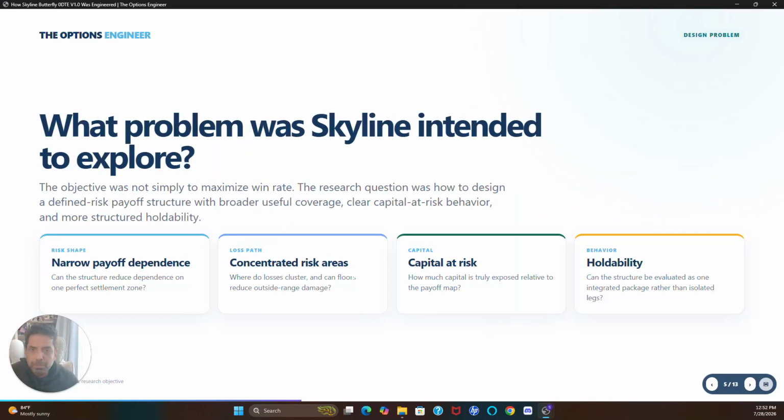The research began with a specific question: could an alternative payoff geometry address narrow outcome dependence, concentrated risk areas, capital at risk efficiency, and psychological holdability? The objective was not simply to maximize win rate. It was to evaluate the structure as an integrated defined risk payoff map and then study how the map behaves historically.